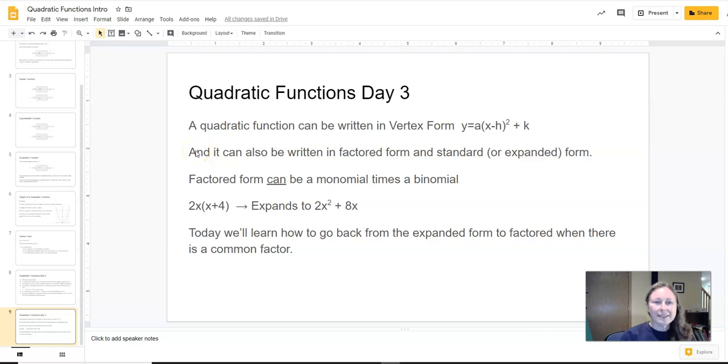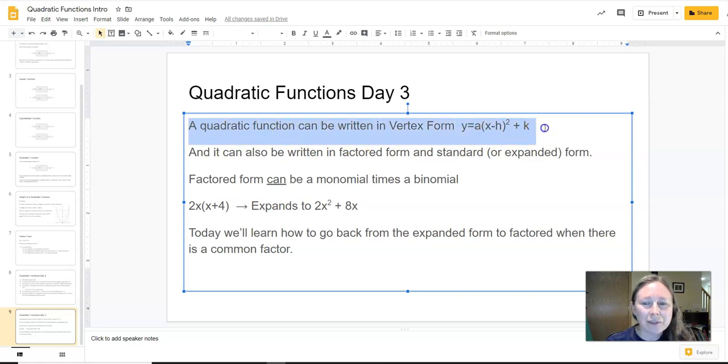All right, guys, so quadratic functions day 3. Today we're going to learn some new stuff about other forms of a quadratic function. So just to take a quick look back at what we've done so far, you can write a quadratic function in vertex form, and vertex form looks like this.